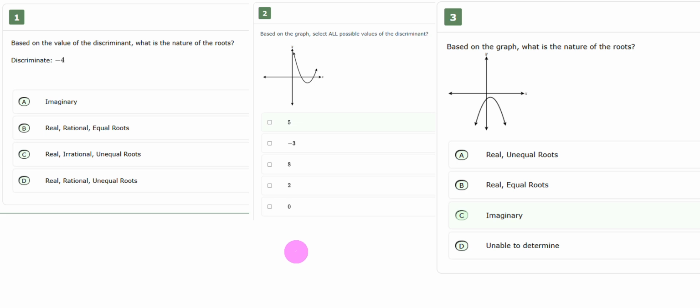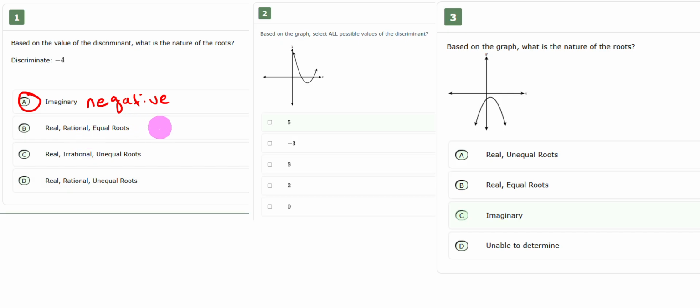Okay, so I was going to go over the practice test here, question by question, so we know how to do this for the test. So based on the value of the discriminant, what is the nature of the roots? Discriminant is -4. That's going to be imaginary. This is when it's negative. So that's going to be your answer.